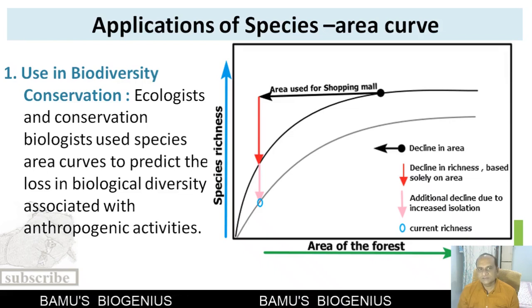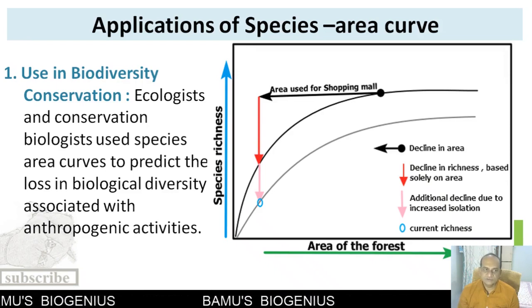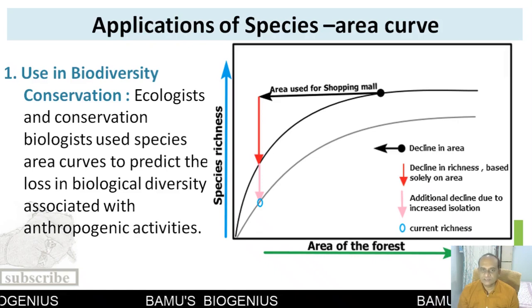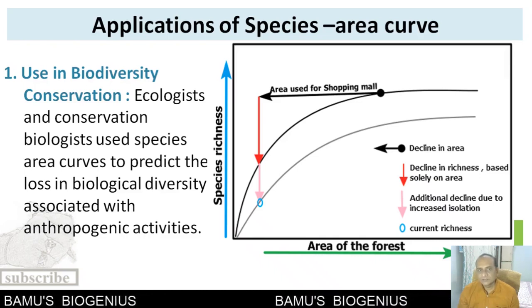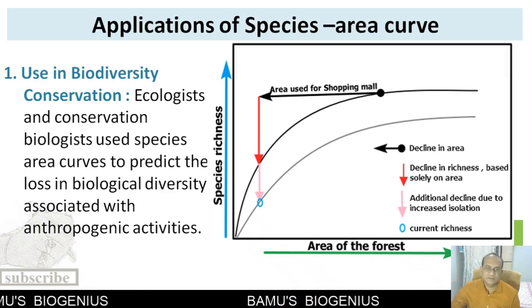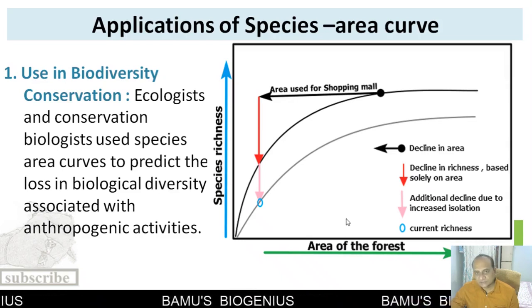Now we will discuss the applications of a species area curve. The first application is its use in biodiversity conservation. Ecologists and conservation biologists use this species area curve for predicting the future loss of biodiversity in a given study area. Here, for example, we can see an example cited by the well-known author Elizabeth Kolbert in her book, The Sixth Extinction, An Unnatural History.